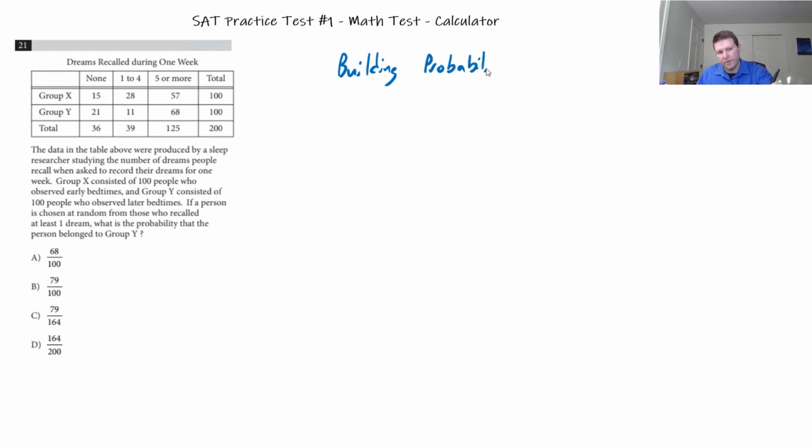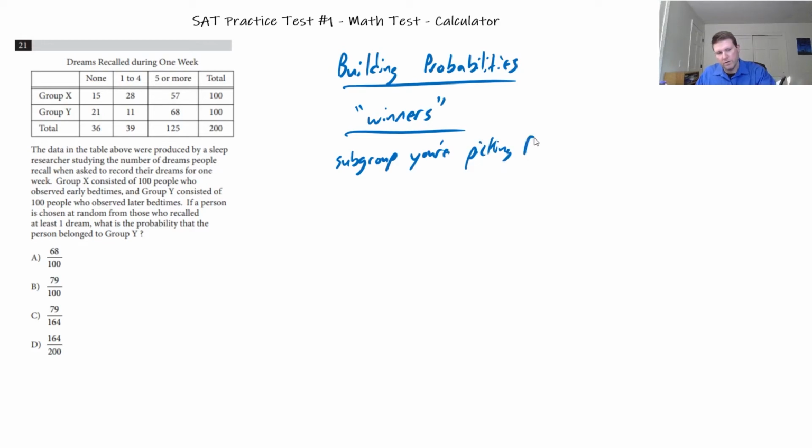So building probabilities. What you'll end up doing is putting the number of, I just call them winners, or like the desired group, over the subgroup you're picking from. So again, in this case, it's not everybody, it's not all 200 people. If you look down here, I'm just going to underline the group that they're picking from. A person is chosen at random from those who were called at least one dream. So if you look up here, that's these people and these people.